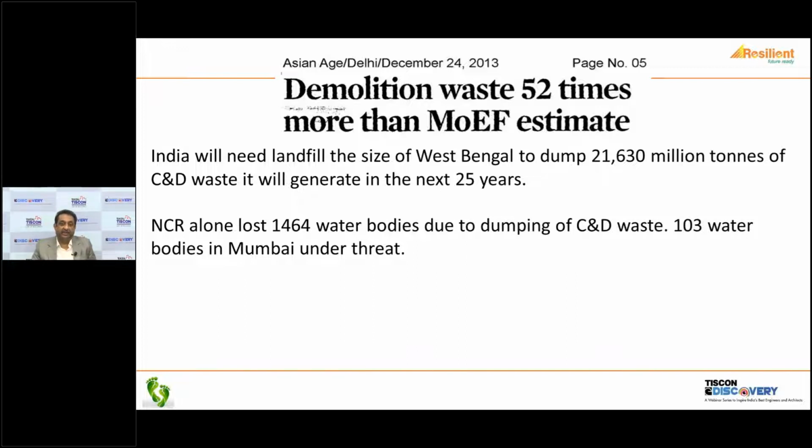It goes into the low-lying areas. It goes into unauthorized encroachment of water bodies. It is estimated that close to 1,500 water bodies have been lost in the Delhi National Capital Region just by dumping of C&D waste. 103 water bodies in Mumbai are under threat.